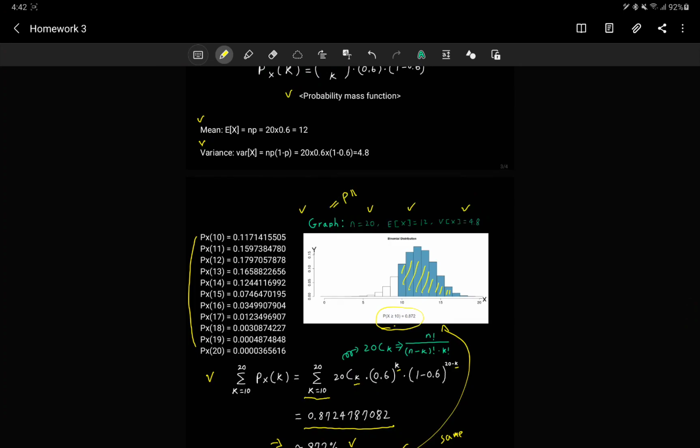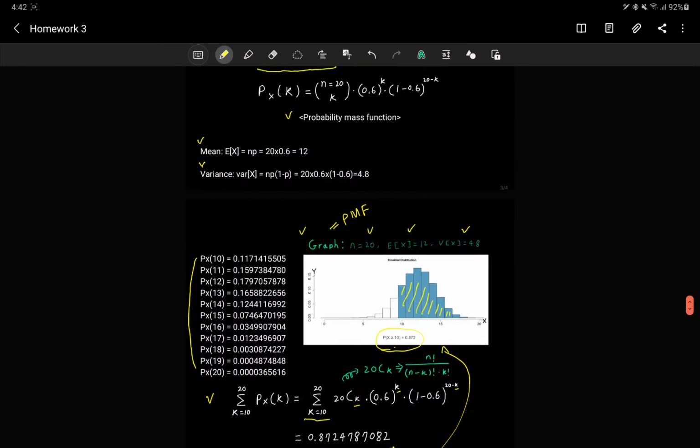And we see that we got the probability we wanted to get.